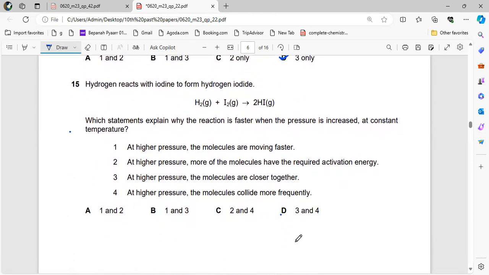Hydrogen reacts with iodine to form hydrogen iodide. H2 plus I2 gives 2HI. Which statement explains why the reaction is faster when the pressure is increased at constant temperature? At higher pressure, the molecules are moving faster. No, because the molecules are very close to each other. At higher pressure, more of the molecules have the required activation energy. No. At higher pressure, the molecules are close together. Yes, it is true. At higher pressure, the molecules collide more frequently. Yes, because the molecules are closer to each other and they have a higher frequency of colliding with each other. So it is 3 and 4.